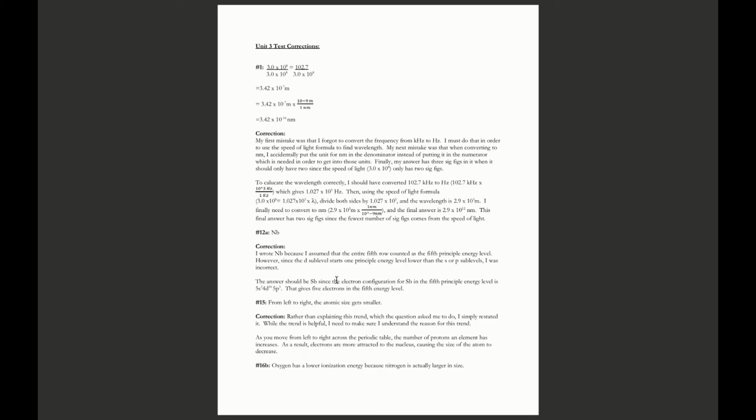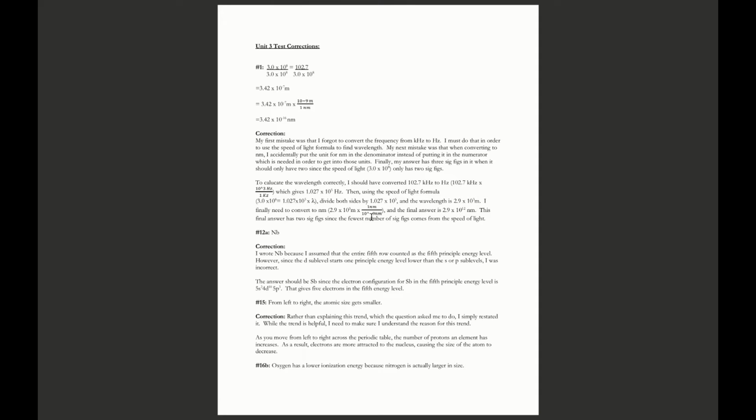First, you need to state what you did wrong. So my first mistake was that I forgot to convert the frequency from kilohertz to hertz, because if you notice it was 102.7 and I needed to convert to hertz first. I must do that in order to use the speed of light formula to find wavelength. My next mistake was that when converting to nanometers, I accidentally put the unit for nanometers in the denominator instead of putting it in the numerator, which is needed in order to get into those units. Finally, my answer is 3 sig figs when it should only have 2, since the speed of light, 3.0 times 10 to the 8th, only has 2 significant figures.